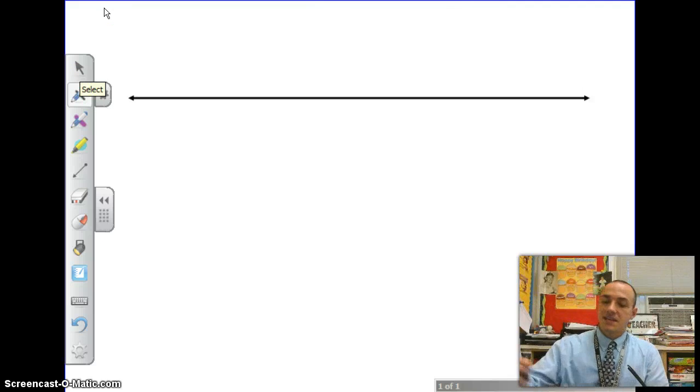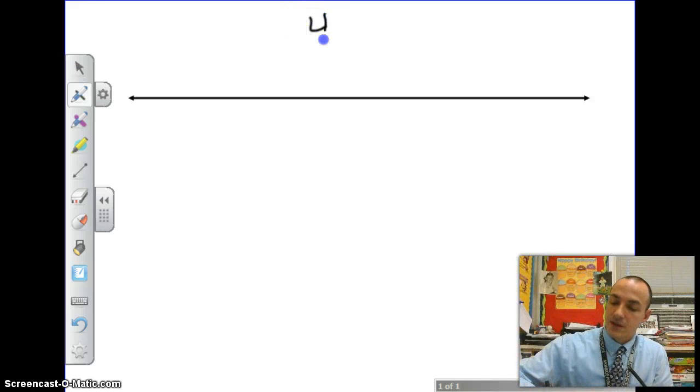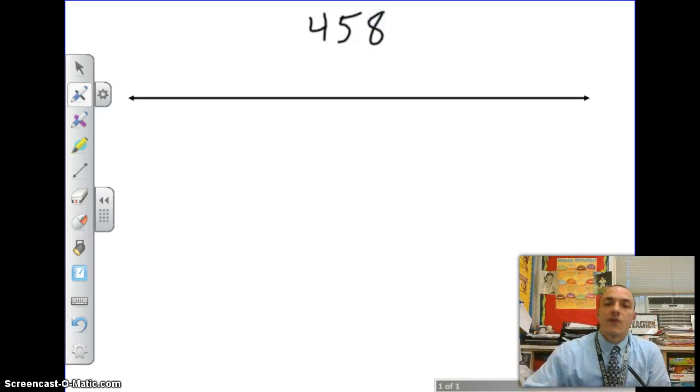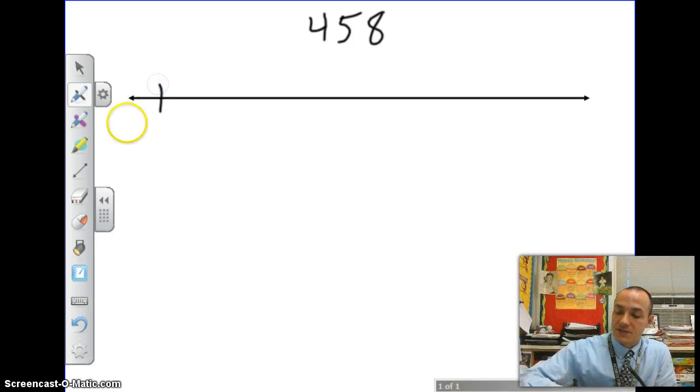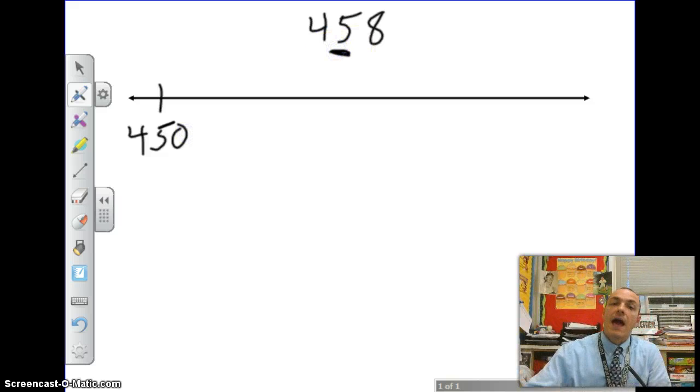So you might be buying a TV for $458. But this time you don't want to round to the nearest 100 because that gives you too big of a number. You want to round this to the closest 10. So we know that 458 is a little bit more than 450. And we figure this out by thinking about our tens place. And 458 is a little less than 460.